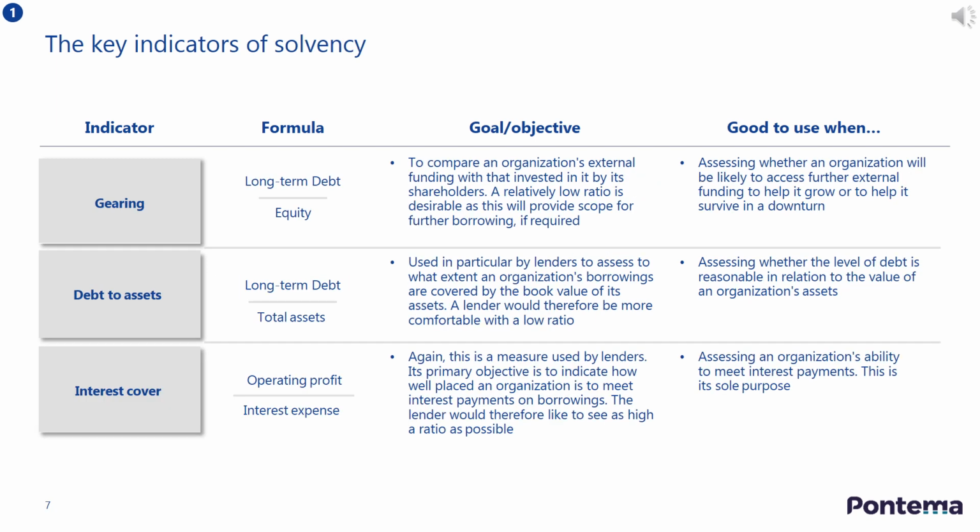And our last category of ratios relates to solvency. Firstly, the gearing ratio compares an organization's external funding with that invested in it by its shareholders. A relatively low ratio is desirable, as this will provide scope for further borrowing if required.